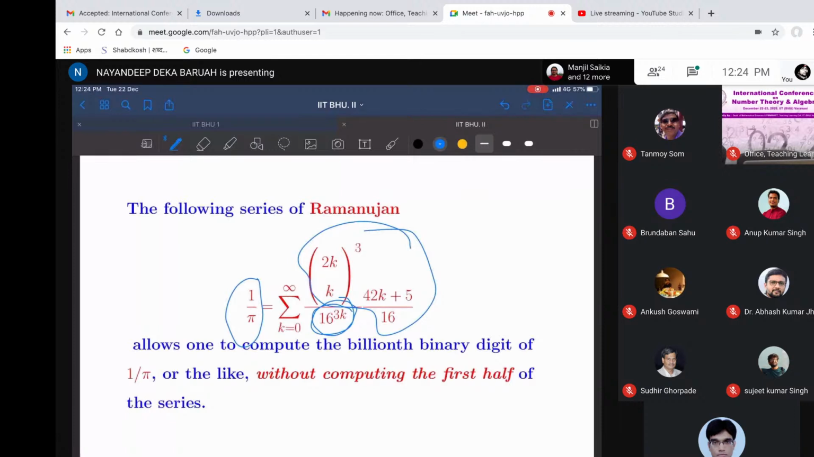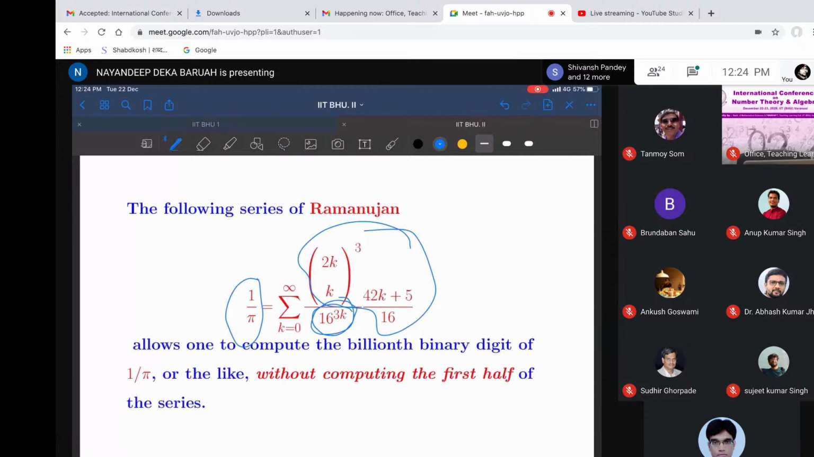That means suppose I do not want to compute all 100 digits. I want to calculate only the 100th positional digit. Okay, so is there any formula for that? For a long time, people were searching for such a formula. And actually, Ramanujan's formula gives that billionth digit of 1 over pi, not pi. Okay, so that was a clue.